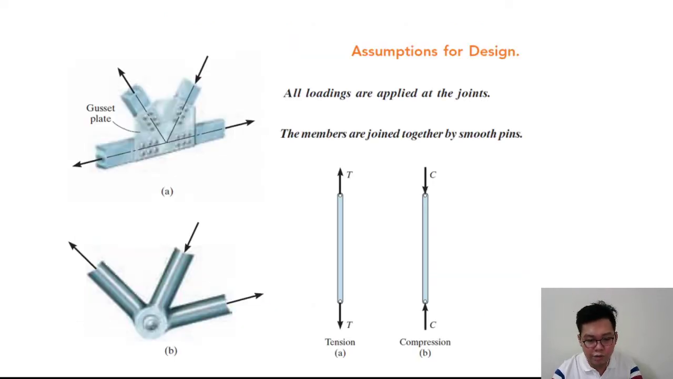So, anyway, let's proceed sa next slides natin. Before we try to analyze our trusses, let's try to determine muna yung assumptions natin for design. Number 1, all loadings are applied at the joints. So, pag meron tayong trusses dito, sa subjects natin, lahat ng loadings will be applied at the joints. Okay? So, we have concentrated loads applied at the joints. And then the next one is ito. The members are joined together by smooth pins. Okay? Pag sinabing smooth, meaning walang resistance, no?